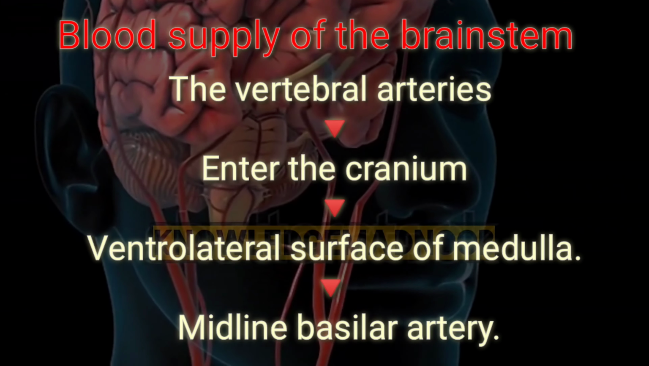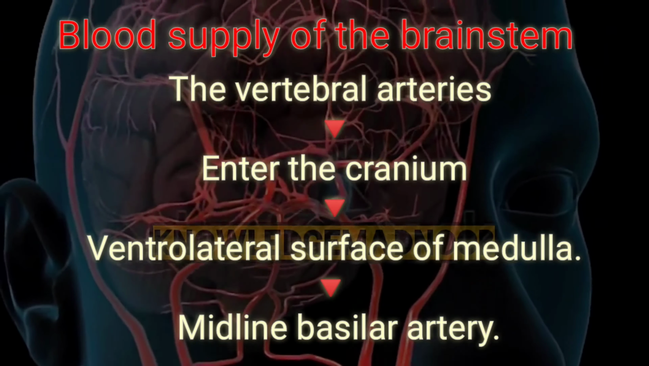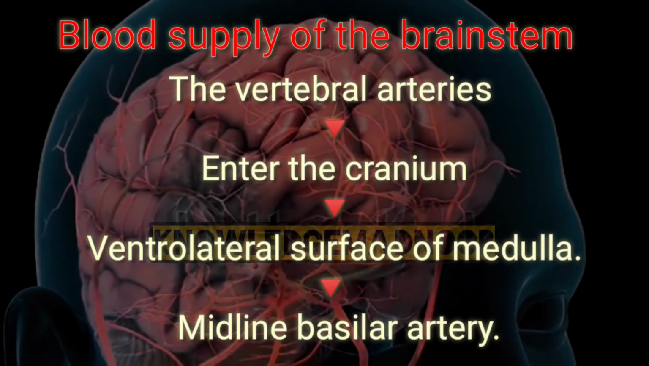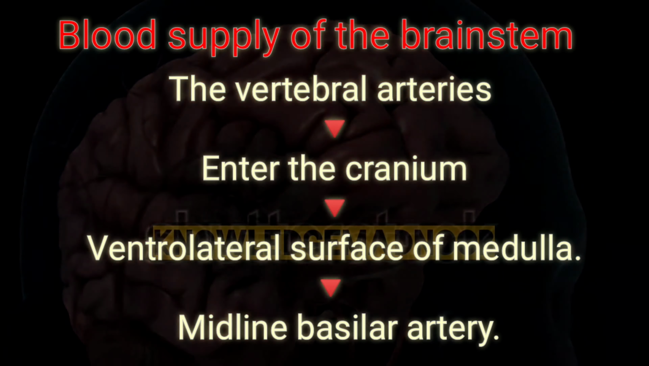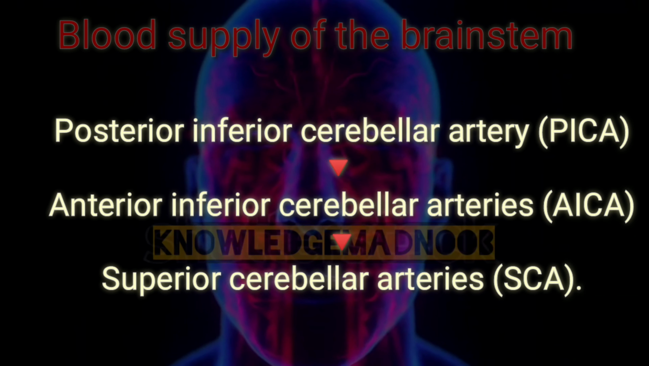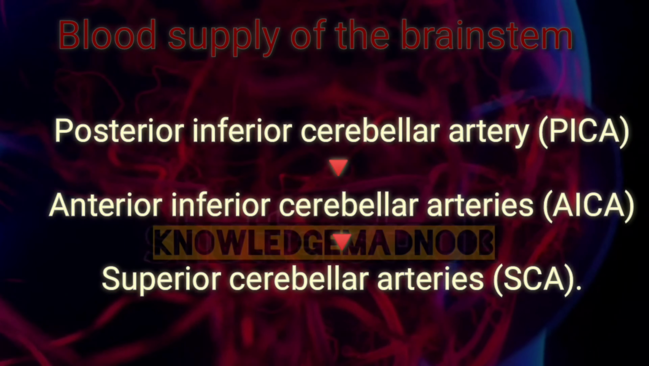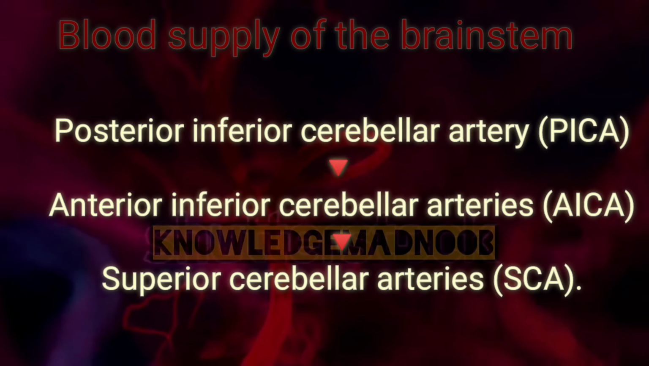Blood supply of the brainstem. The vertebral artery enters the cranium via the foramen magnum and courses superiorly along the ventrolateral surface of the medulla. They then unite at the caudal border of the pons to form the midline basilar artery. The vertebral artery gives rise to the posterior inferior cerebellar artery. This vessel supplies the dorsolateral medulla and the posterior and inferior surface of the cerebellum.